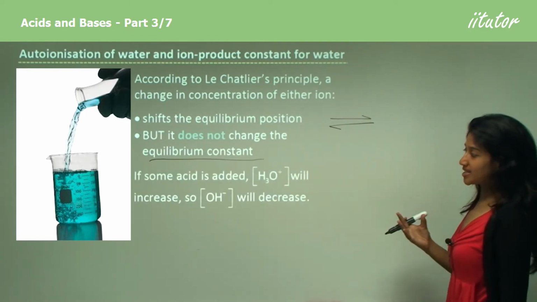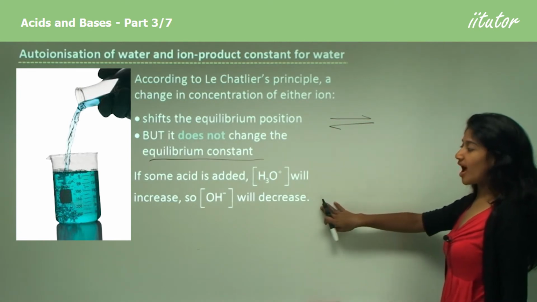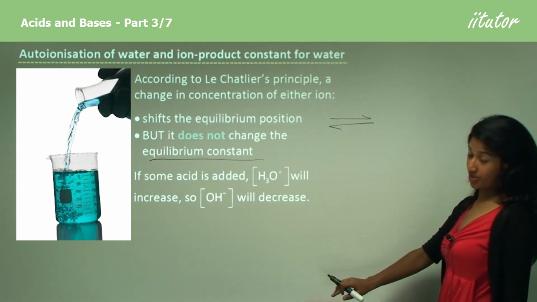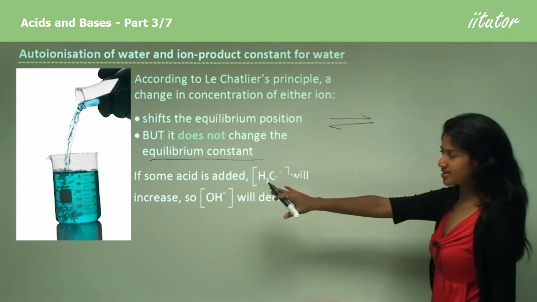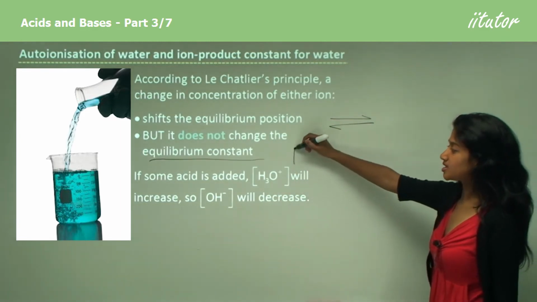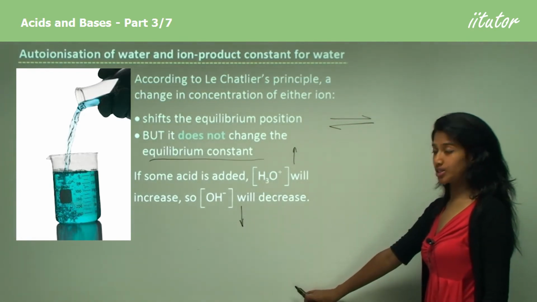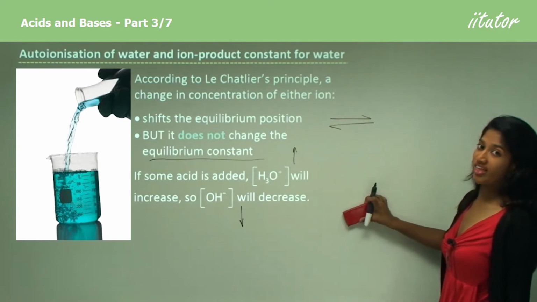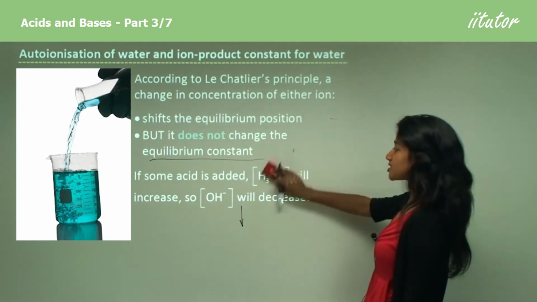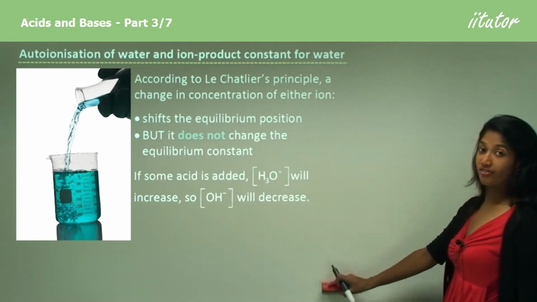If some acid is added, the hydronium concentration will increase and the hydroxide ion concentration will decrease. This is because acids produce hydronium ions in aqueous solution, hence this would increase. As a result, the hydroxide ion concentration will decrease, because we know that the ion product constant is always 1.0 times 10 to the power of minus 14.